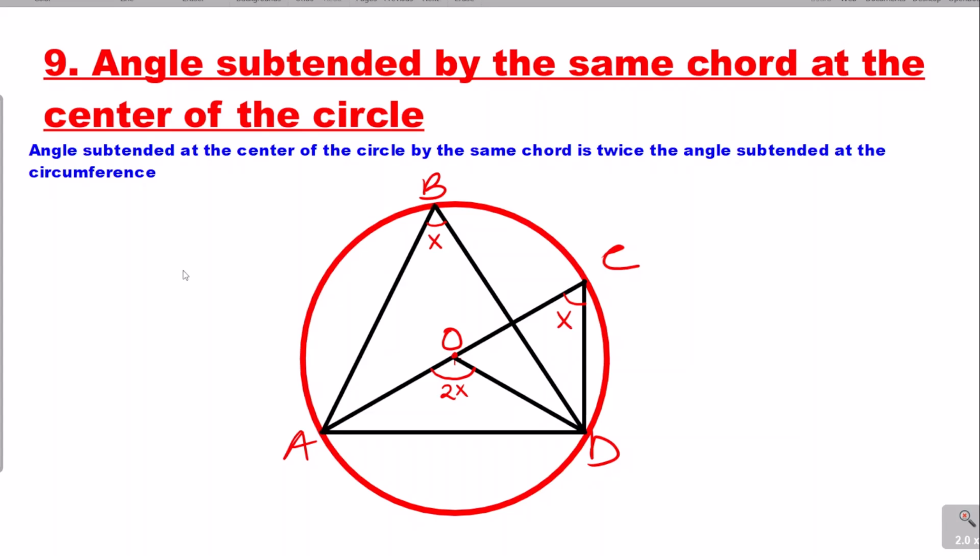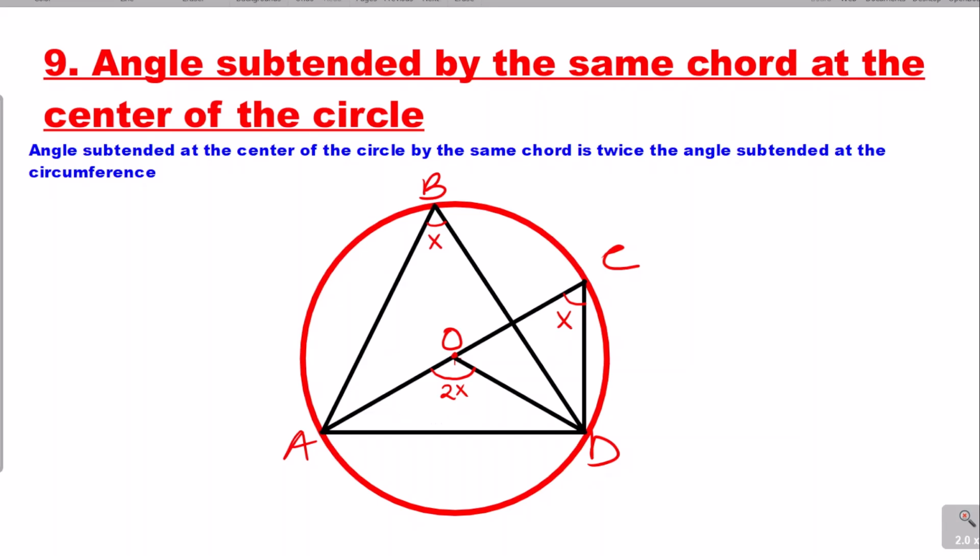Number 9, angle subtended by the same chord at the center of the circle. This is a very important property, and it states that the angle subtended at the center of the circle by the same chord is twice the angle subtended at the circumference. So look at this chord AD. Chord AD subtends this angle 2x at the center, and also it subtends this angle x at the circumference.